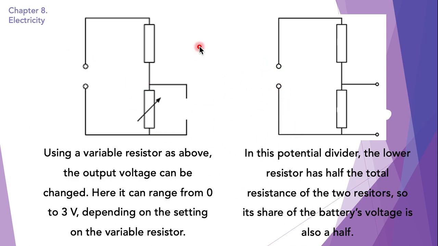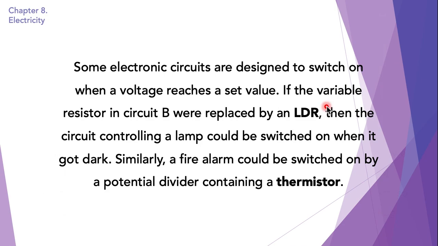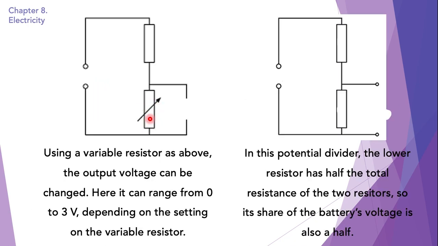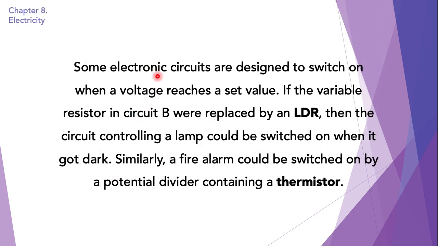So this is a potential divider. It's an arrangement that delivers only a proportion of the voltage from a battery. This voltage can be changed, which is by using a variable resistor, or kept like this. Some electronic circuits are designed to switch on when a voltage reaches a set value. So if the variable resistor in circuit B was replaced by an LDR, then the circuit controlling a lamp could be switched on when it got dark. Similarly, a fire alarm could be switched on by a potential divider containing a thermistor. So these are the different ways the potential divider can be used.